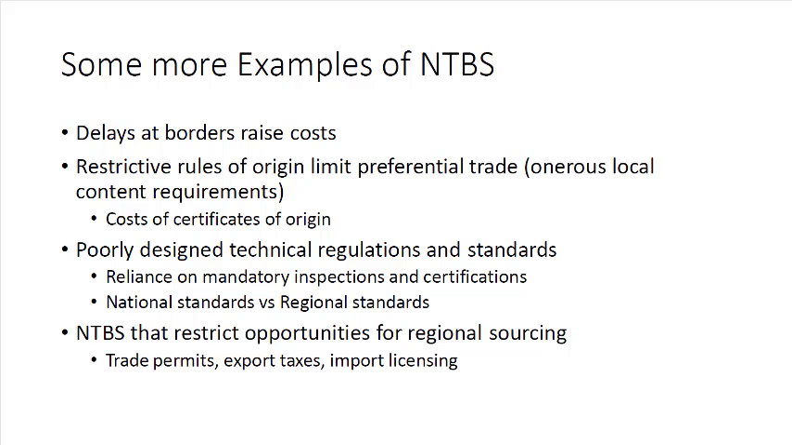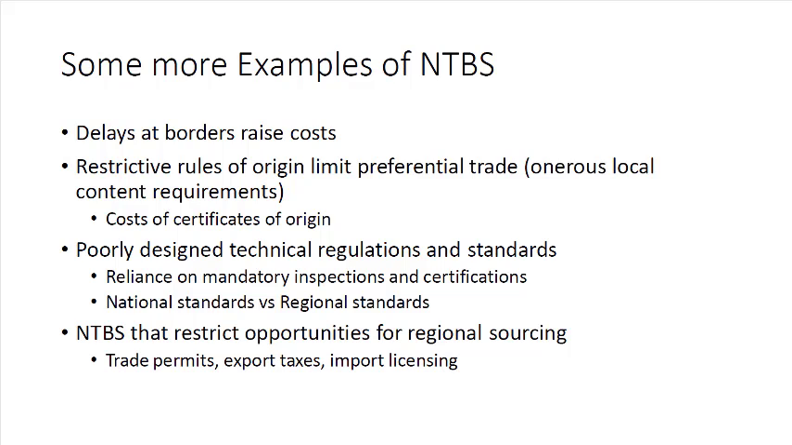So let's look at some examples of NTBs that are causing some of the issues. The first problem is delays at the border, which increase costs. Then we have restrictive rules of origin, which limit preferential trade. We have onerous local content requirements, and then costs for the certificates related to these origins. Besides having to make sure that a certain percentage of your product comes from the country you're trying to export to, you need a certificate that says you have that percentage in it. So that's obviously additional cost.